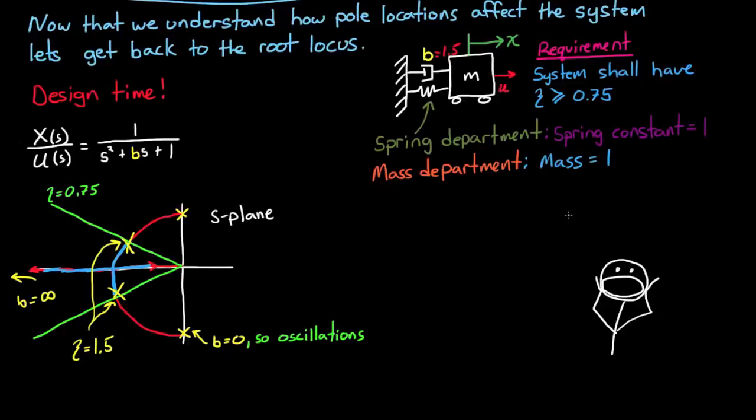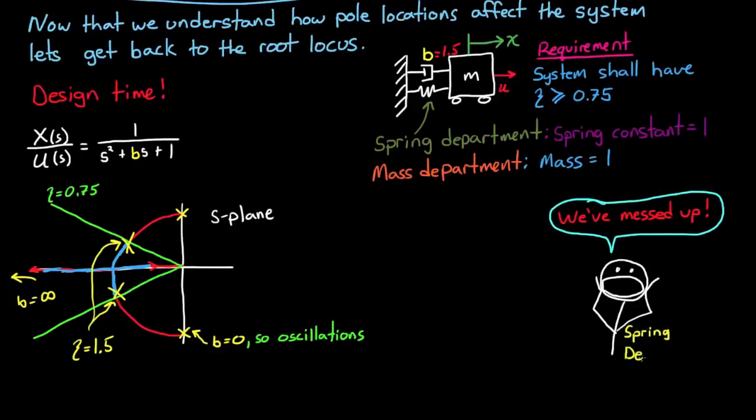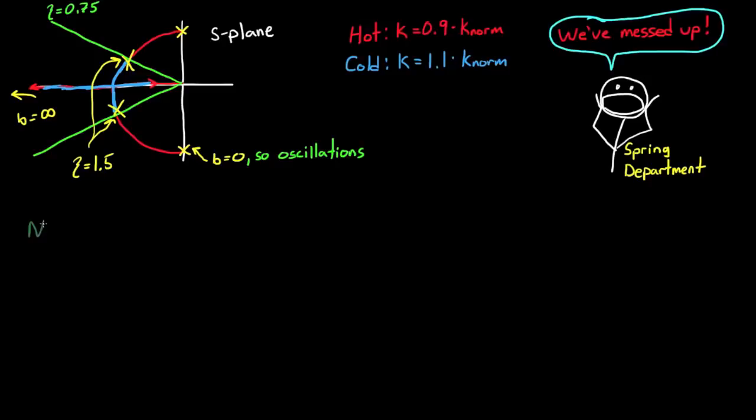However, you're about to ship your spring mass dampers out to your customers all over the world when the spring department comes running to you in a panic and says that the spring constant changes when it's subjected to temperature variations. When the spring gets really hot, the coefficient drops to 90% of its normal value, and when they get cold, the coefficient's raised to 110%. So we need to know how sensitive our design is to this variation.